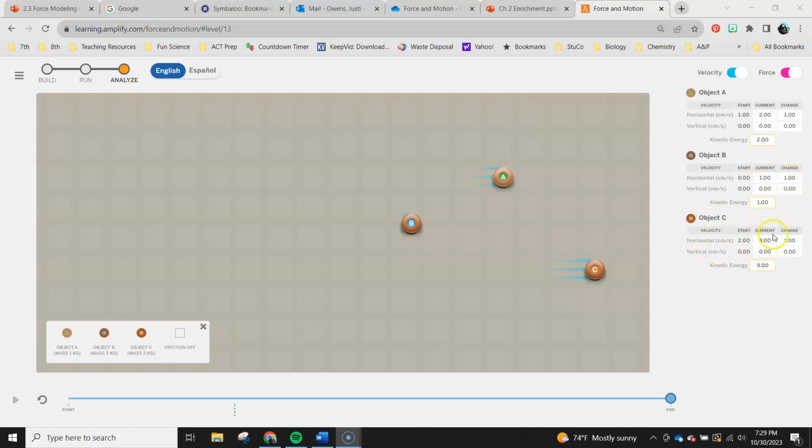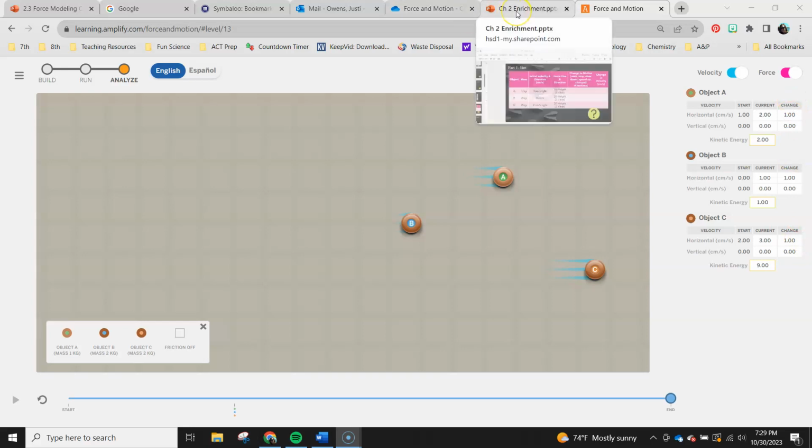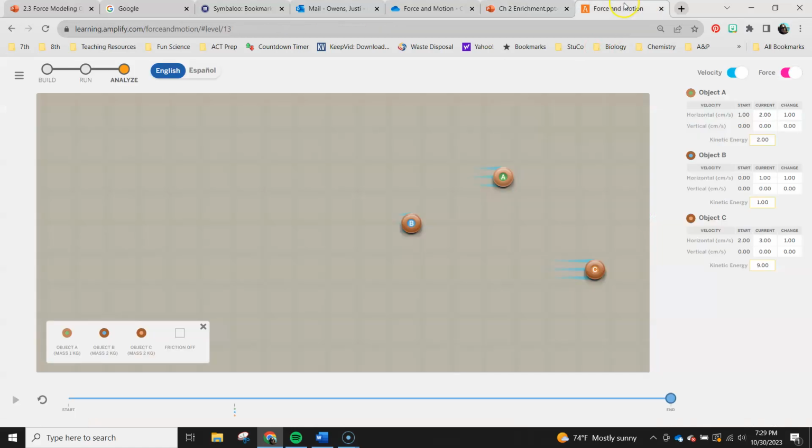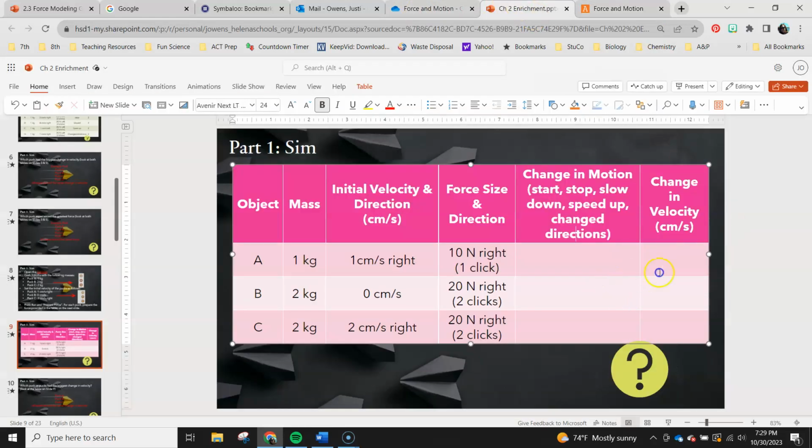Object C was at 2. It sped up to 3. It also had a change of 1. Okay, notice that we did not put the same force on those objects. So here were the forces I used. For this one, I would have recorded that puck 1 sped up. Puck 2 started moving. And puck C sped up as well. Okay, so we would look at this and say change in velocity. All of them had a change in velocity of 1.